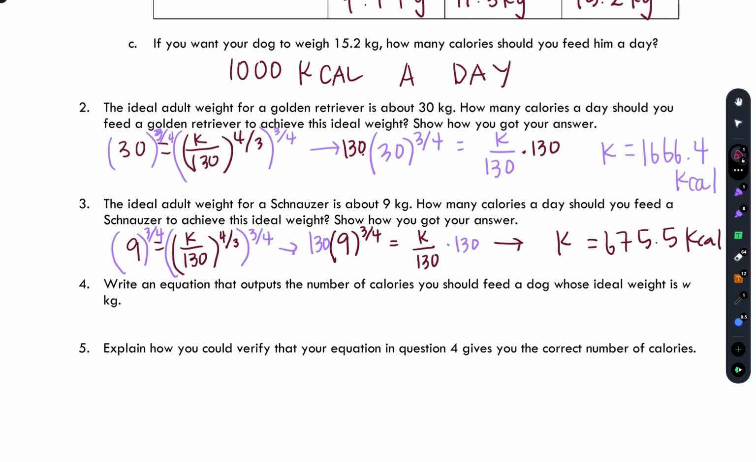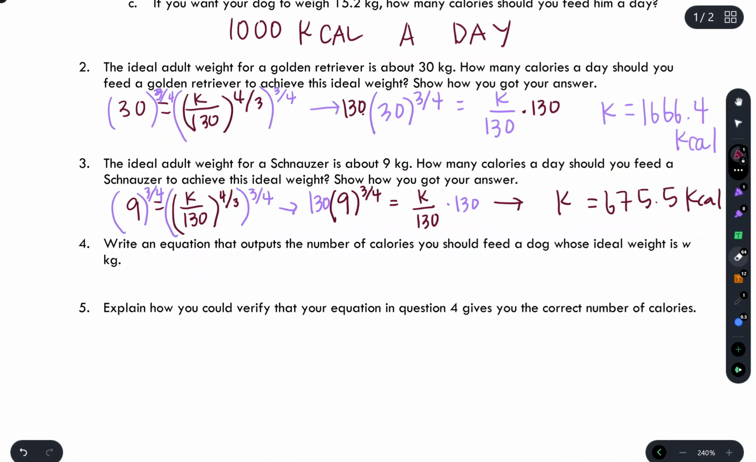So how can I write an equation that outputs the number of calories you should feed a dog whose ideal weight is W kilograms? So I want an actual function or an equation here. So what did I do? Let's look right here. So it's W to the what? 3/4 power. Perfecto. Times 130. And that's going to give me my what?